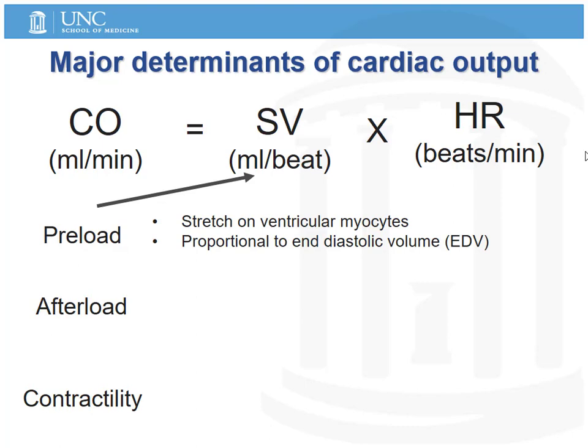Preload is the load on the heart muscle just prior to contraction, and it's proportional to the volume of blood in the heart at the end of diastole, or the end diastolic volume. Increased preload causes increased stretch of the ventricular myocytes, optimally aligning actin and myosin, which increases the force of contraction and therefore the stroke volume.